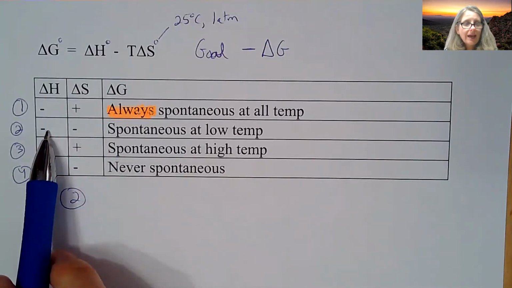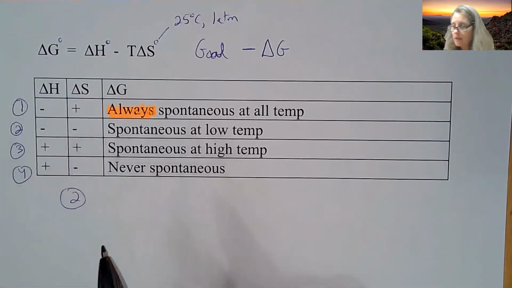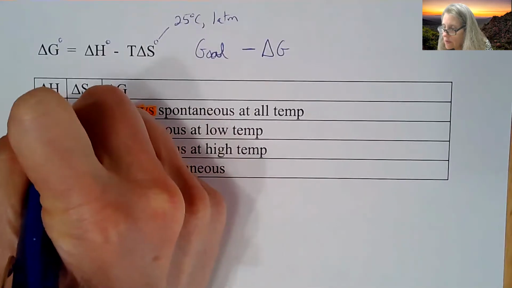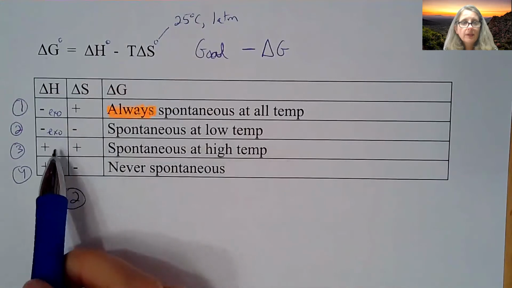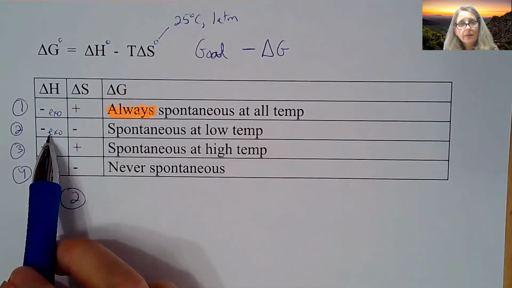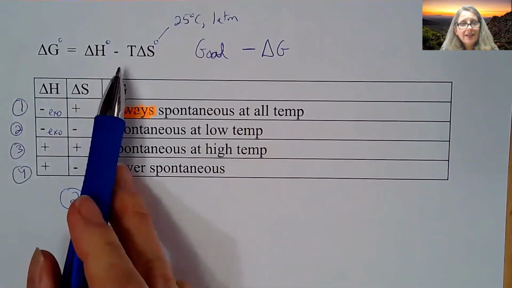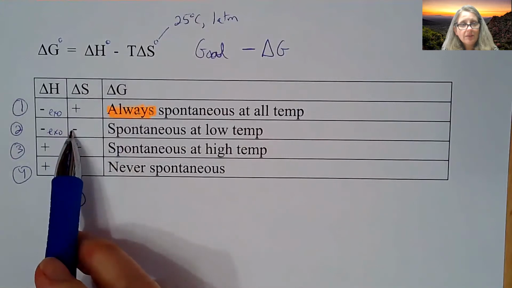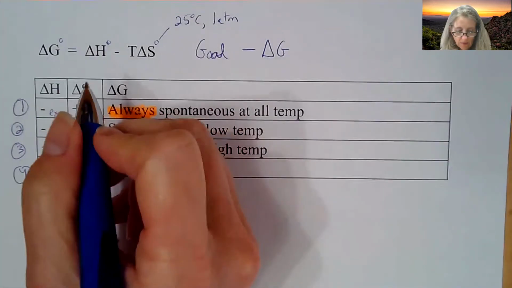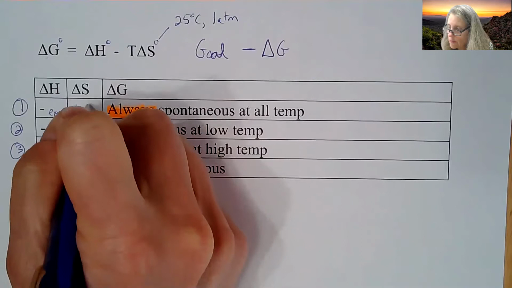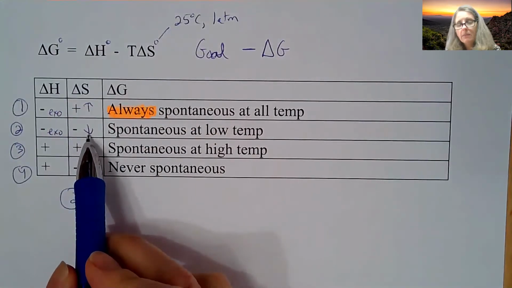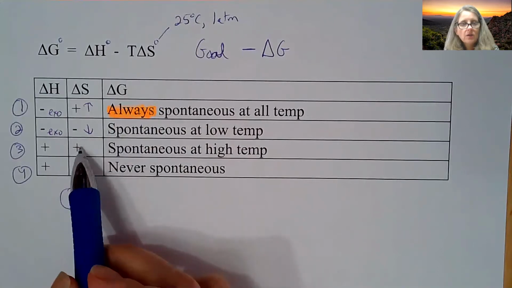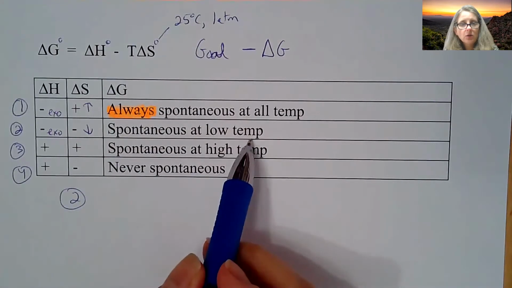So delta H is negative. Now that means it is exothermic, so please note that that means it is exothermic. And we have talked about before that exothermics are usually favored in chemistry. But what if the delta S is negative? That means entropy is going down. If you want to use arrows along with these, you could do that as well. So it's becoming more ordered. So it is spontaneous at what we call low temperatures.